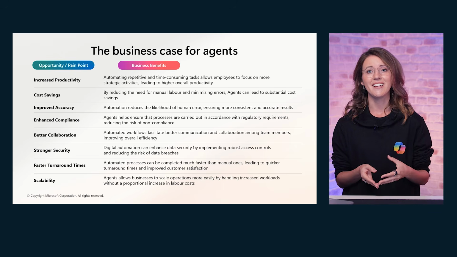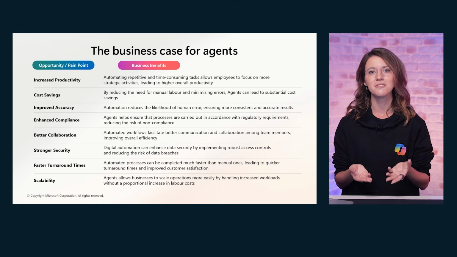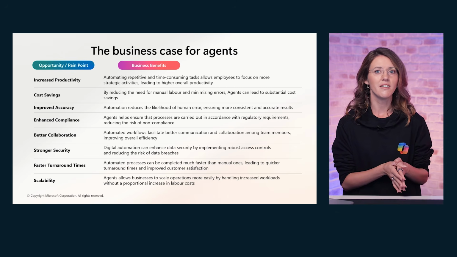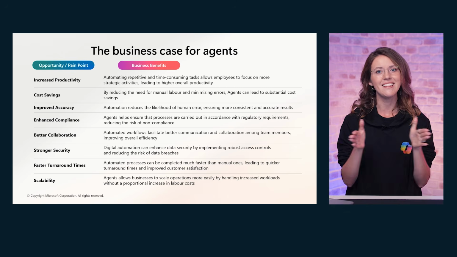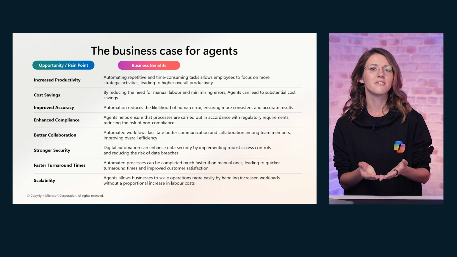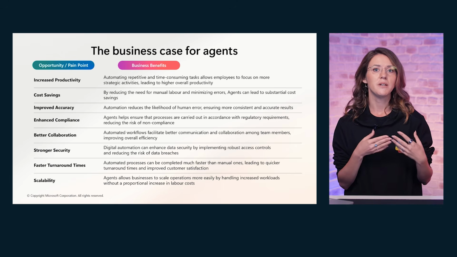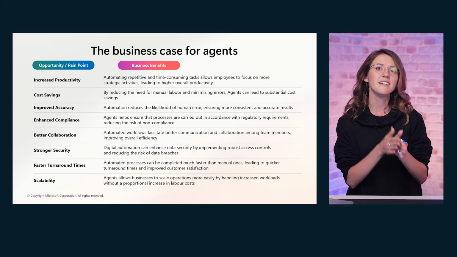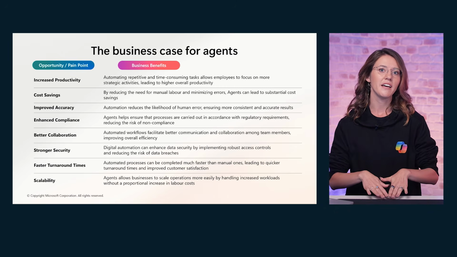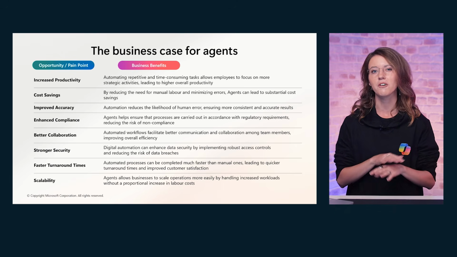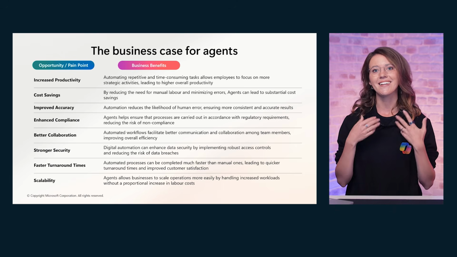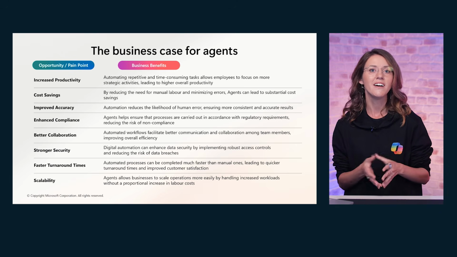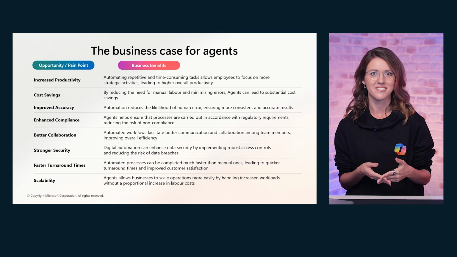Automating tasks with agents brings a multitude of benefits. You will see a significant boost in productivity, allowing you to get more done in less time. It also leads to cost saving, as automation reduces the need for manual labor. Accuracy is improved, minimizing errors and ensuring tasks are completed correctly. Enhanced compliance means you can easily adhere to regulations and standards.